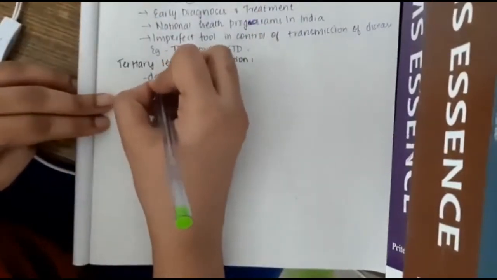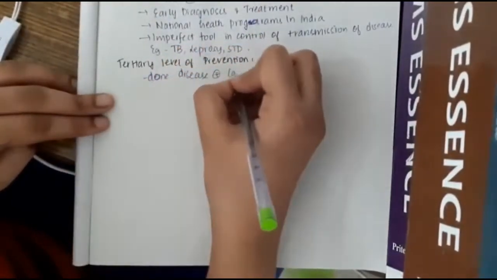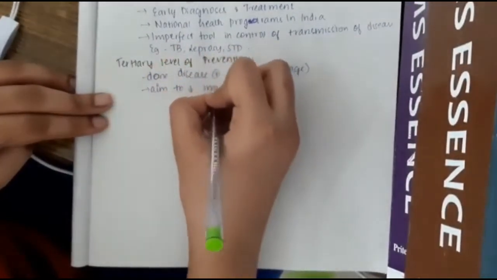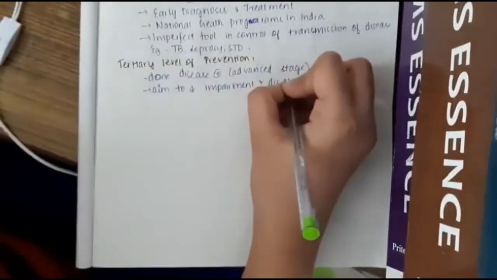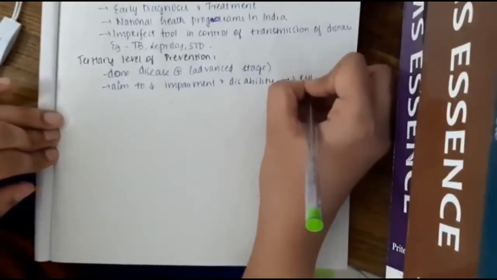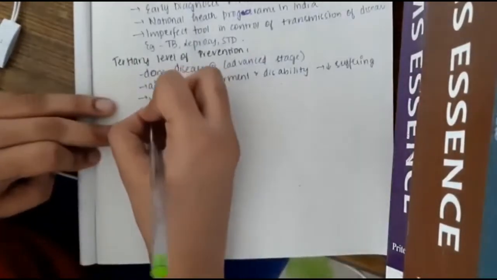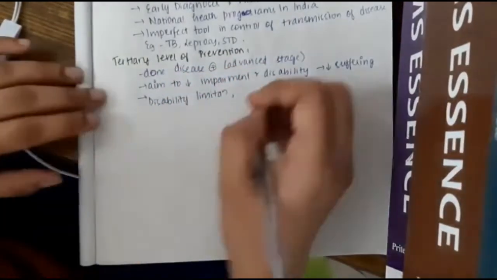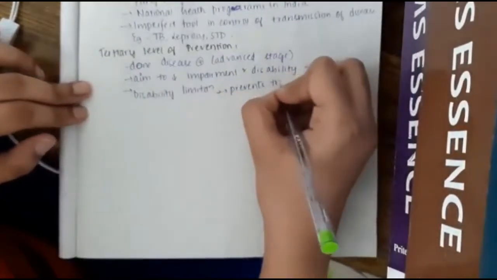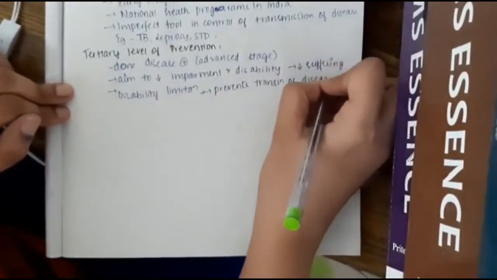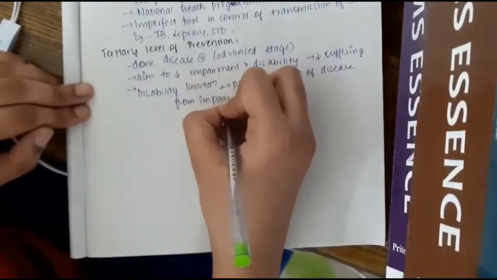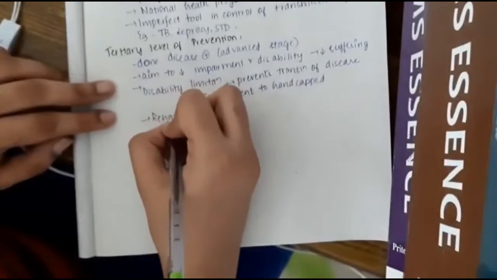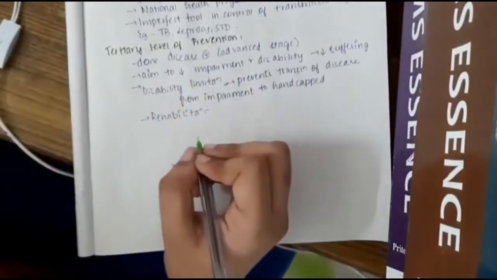Then we have the tertiary level of prevention. Tertiary prevention is done when disease is present and in an advanced state. The aim is to decrease the impairment and disability of disease and thus decrease the suffering. This includes disability limitation. That means preventing the transition of disease from impairment to handicapped.